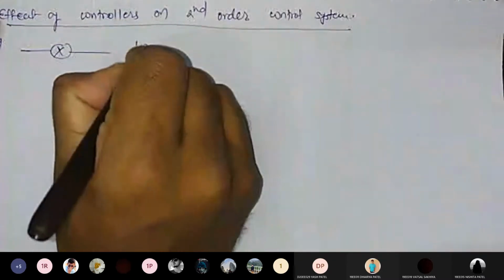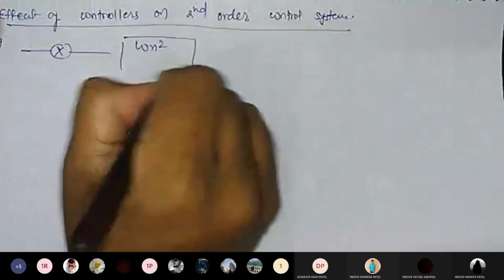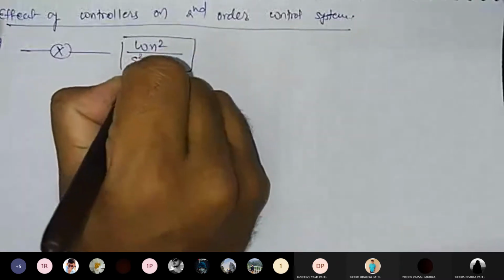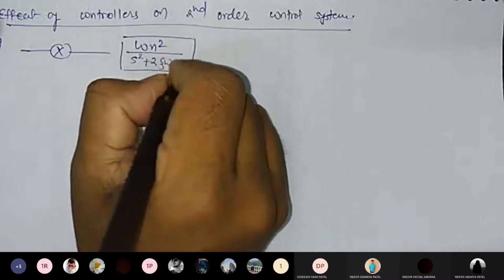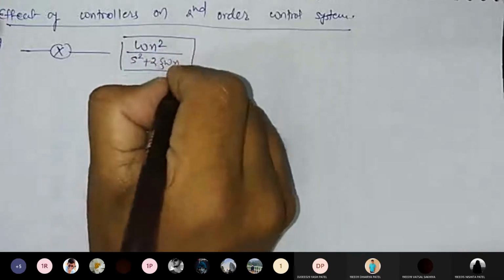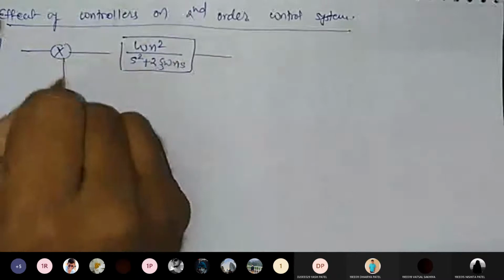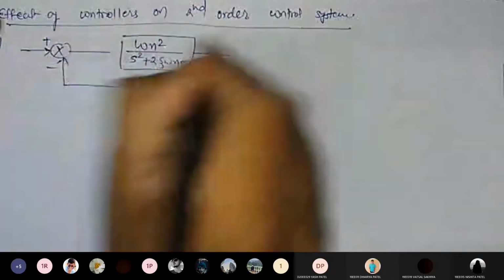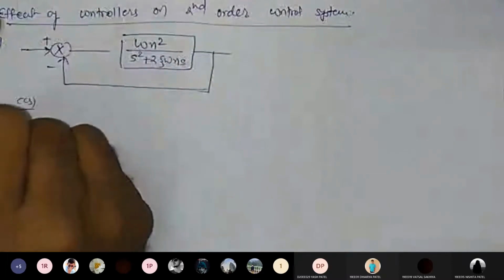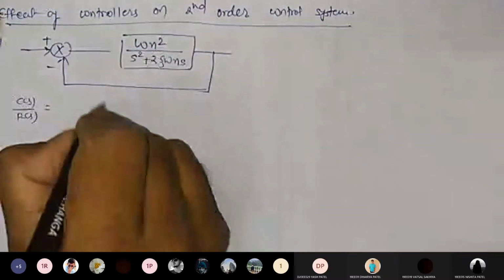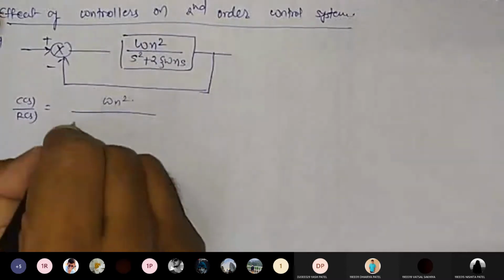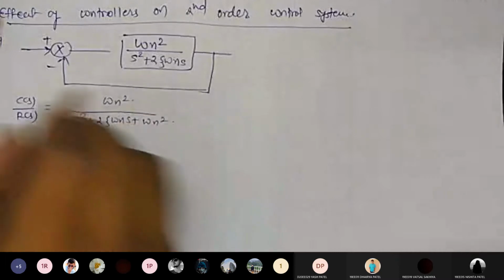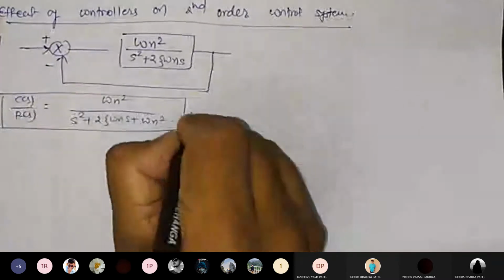So let us take one system in the second order part. Let us say it will be omega n square upon s square plus 2 zeta omega n into s. Okay, and I'm taking it as a unity feedback control system. So what will be the C(s) upon R(s) over here? C(s) upon R(s) will be omega n square upon s square plus 2 zeta omega n s plus omega n square. This will be our transfer function.